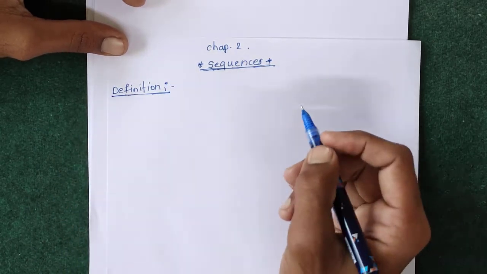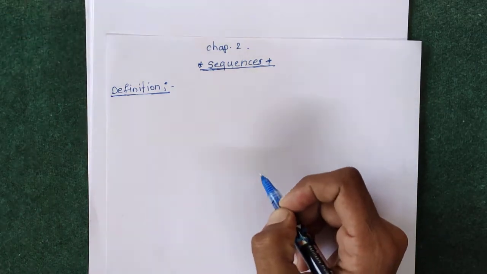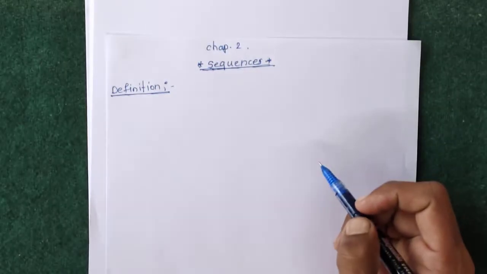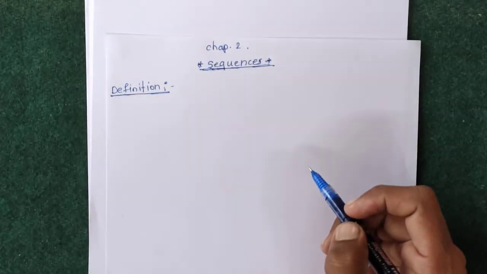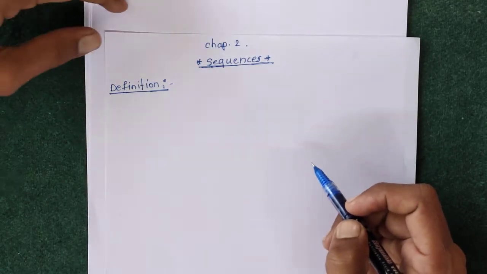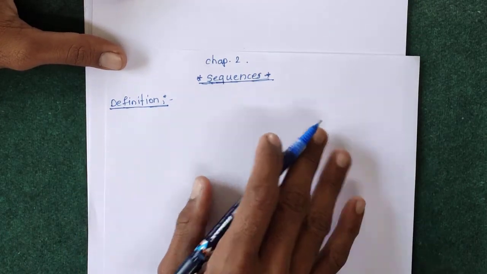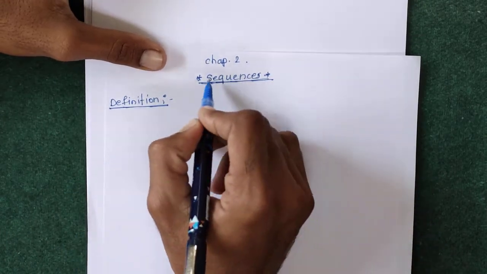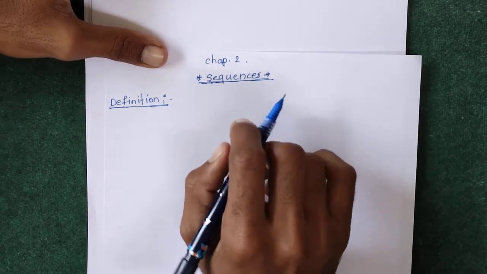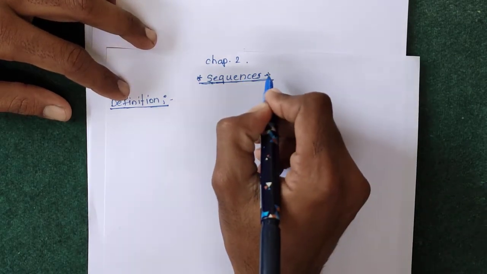If we arrange some things or some objects in a definite manner, then we say that arrangement is a sequence, or these objects are arranged sequentially. Now, in mathematics, the definition of sequence is somewhat different. The sequence in mathematics is a function from the set of natural numbers to real numbers. So, first of all, the definition of sequence and this sequence in real numbers.